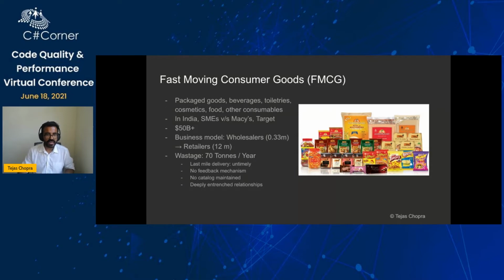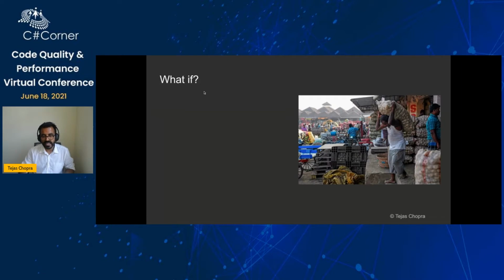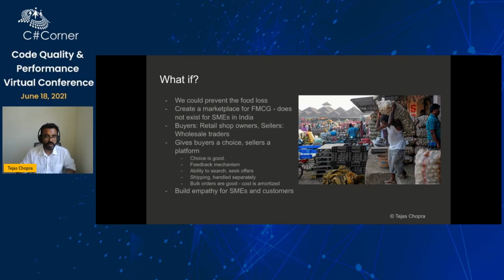And we thought, let us try to use technology to disrupt this space. This is a typical wholesale retailer that, as you can see, is pretty fragmented. Very little technology has touched this sector. So we thought, what if we could prevent this food loss or make a dent into it? Create a marketplace for FMCG, which does not exist today for small and medium enterprises in India.